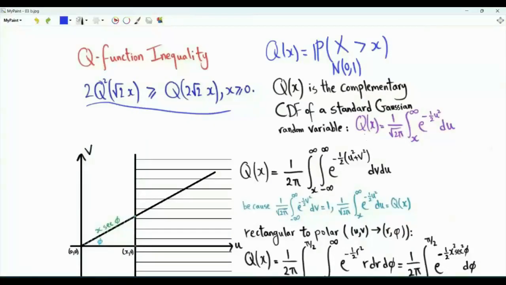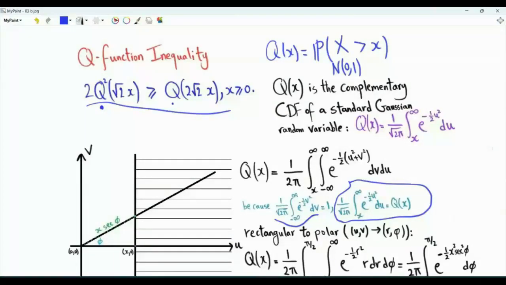Using the Gaussian PDF, Q of x can be written as this integral: 1 over square root 2 pi, integral from small x to infinity of e to the minus 1/2 u squared du. There are many useful inequalities, lower bounds and upper bounds related to the Q function. But what we need here is another integral representation for the Q function and the square of the Q function. The Q function is given by this integral here.